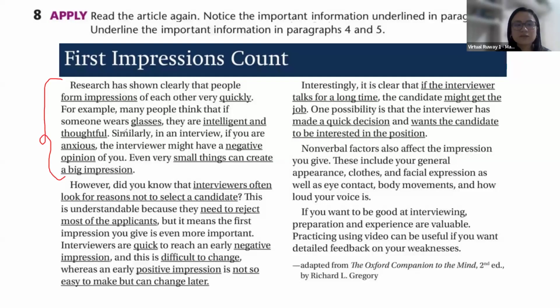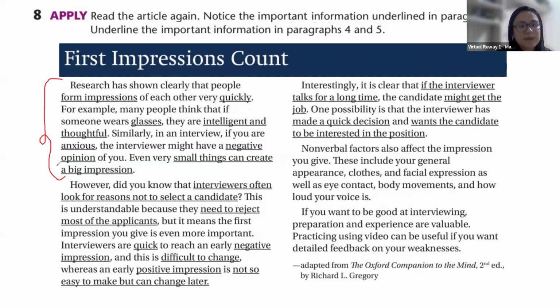They underlined form impressions. That's the topic, right? Hemos subrayado el tema, form impressions quickly. That's it. Recuerden que si yo voy a mencionar o voy a subrayar ideas importantes, son ideas. No necesito toda la oración. Great. Other, form impressions quickly. What are the impressions? The classes, be intelligent and thoughtful, right? What else? Anxious. Anxious is negative opinion, right? And small things can create a big impression.